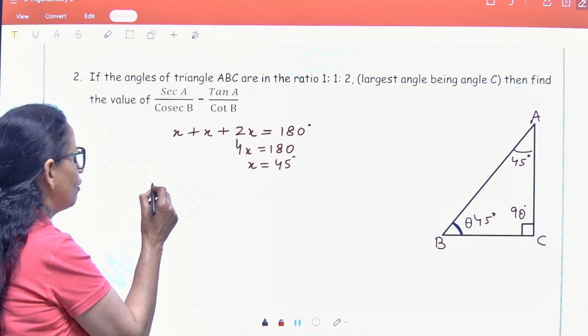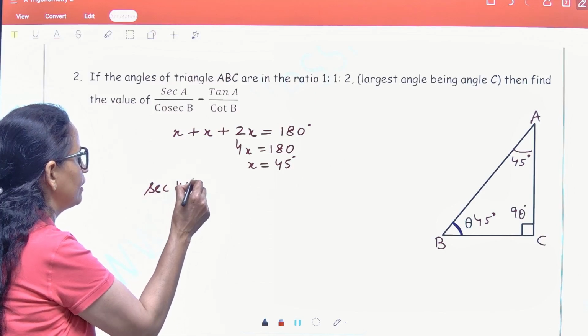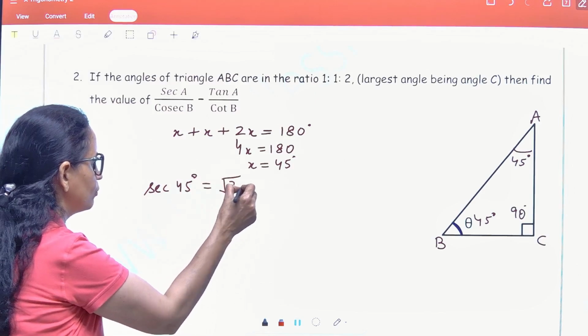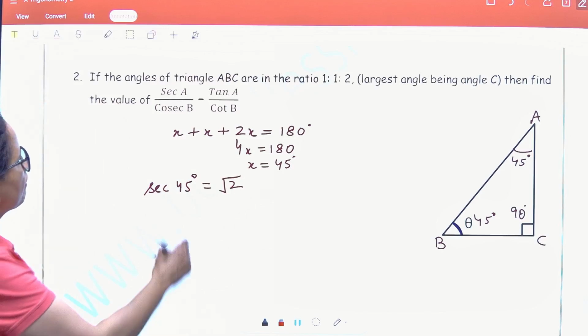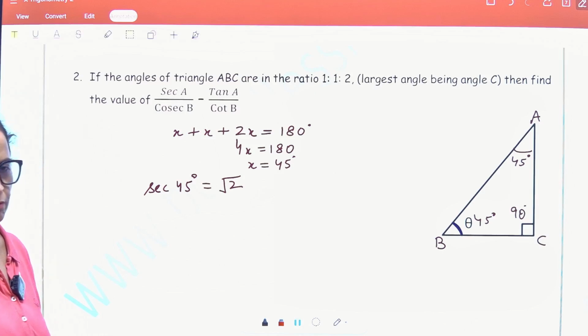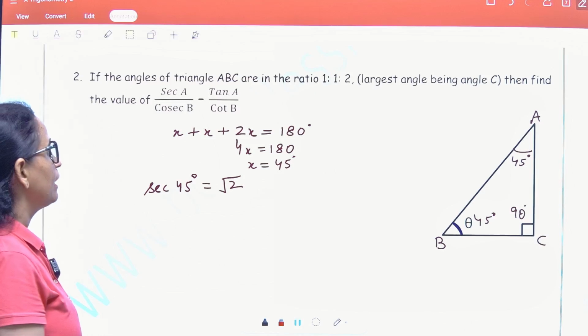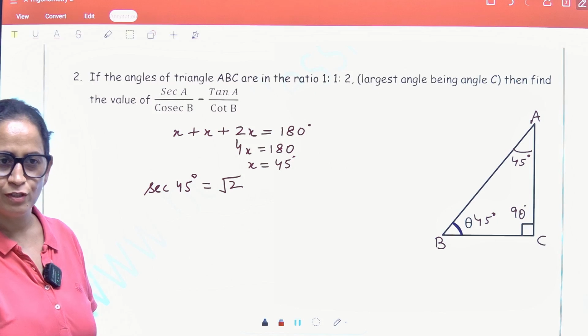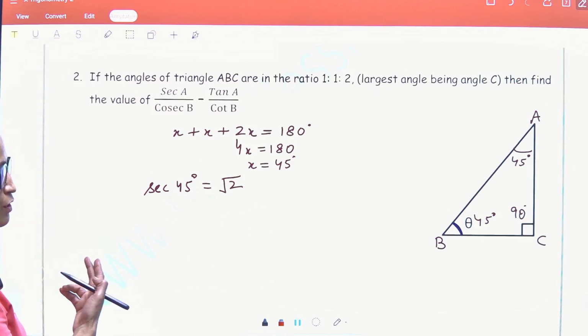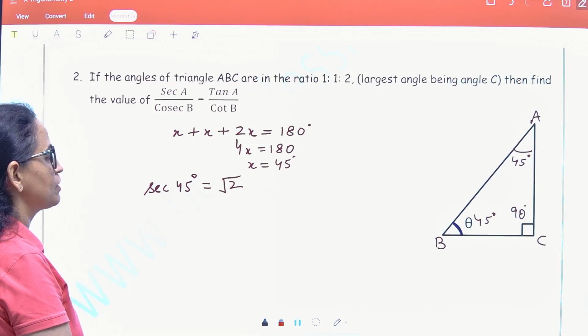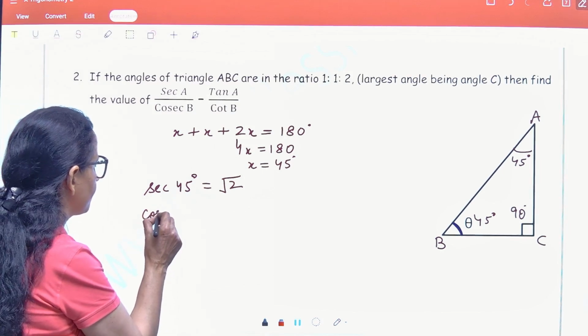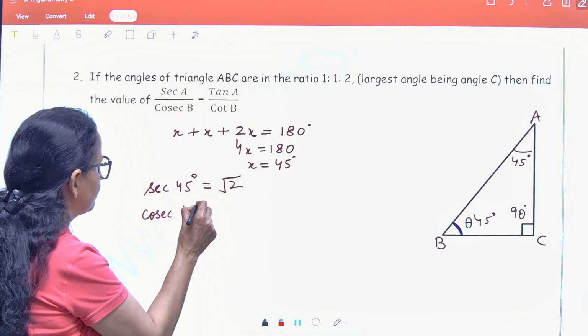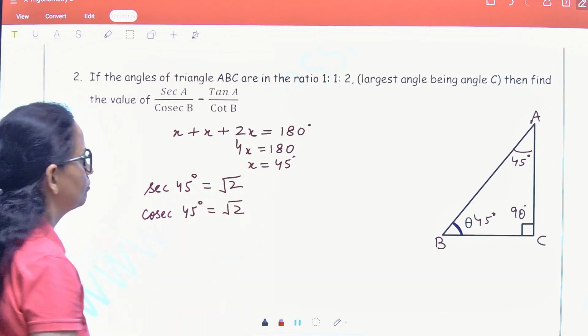That means the value of sec 45 degree is root 2. What is the value of cosec 45? Now again, if you don't remember the row for cosec theta, you remember the row for sin theta, the first row, and cosec is inverse of sine. So sin 45 is 1 by root 2, that means cosec 45 degree is square root of 2, right?